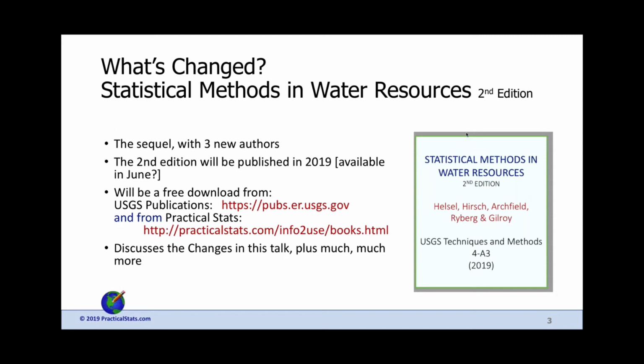So what has changed overall is that there's a new book coming out. It's the 2nd edition of Statistical Methods in Water Resources. I'm presuming that most of you are familiar with the original version. It now has 5 authors, in addition to Bob Hirsch and myself, is Stacy Archfield, Karen Ryberg, and Ed Gilroy. And the 5 of us have modernized that text, and that's been a several-year effort. And it is coming out, and we are assured it is coming out sometime in 2019.